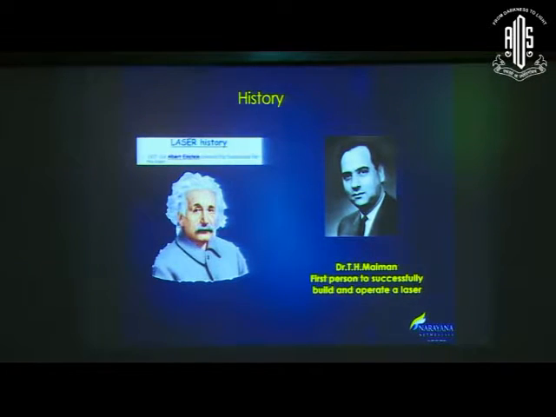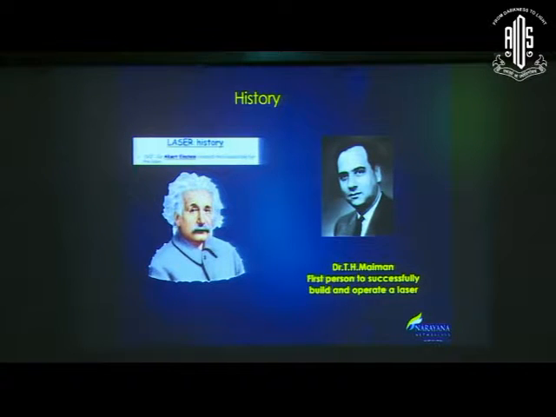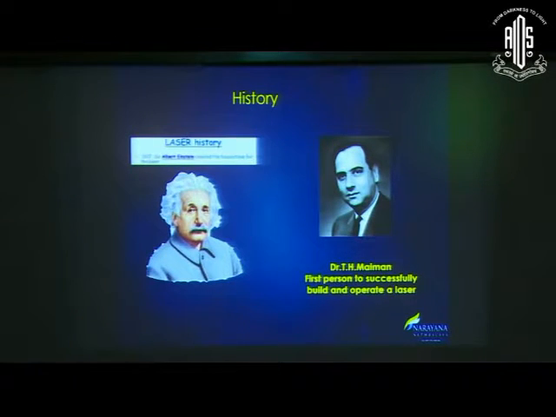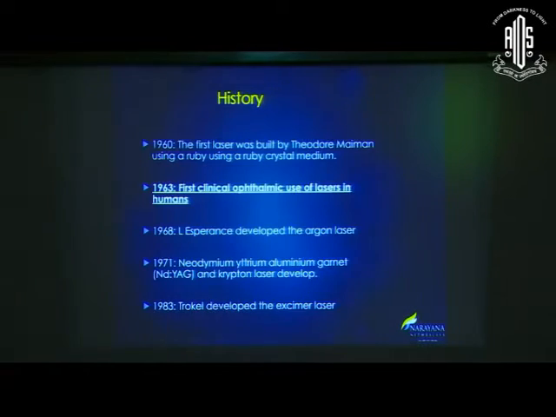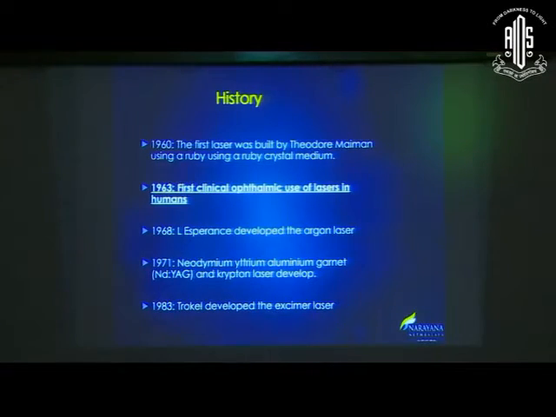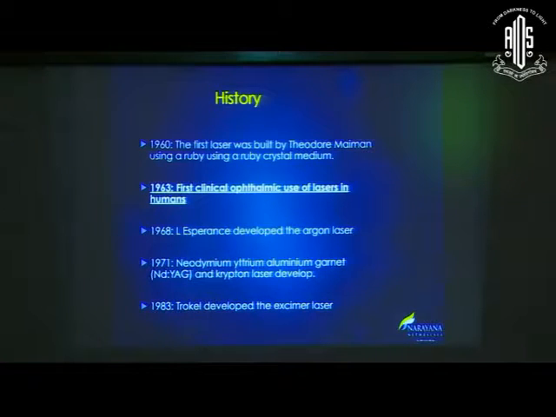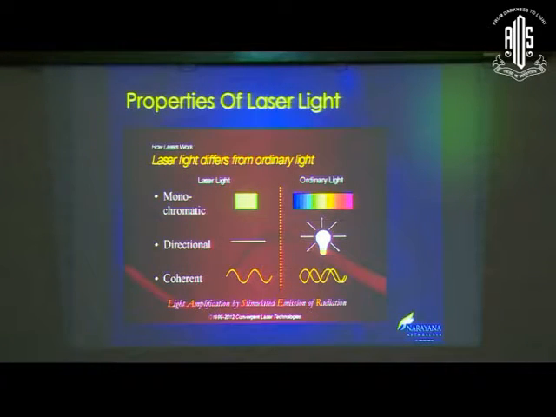Going back to the history, though the concept was by Einstein, it was Maiman who was the first person to successfully build and operate a laser. 1960 was when it was first built, up till '83 when Trokel developed the excimer laser. There's been a lot of developments. How does laser light differ from ordinary light? It's monochromatic, it's directional, and it's coherent. Hence we are able to target it to any particular point for the therapeutic reason that we're using it for.